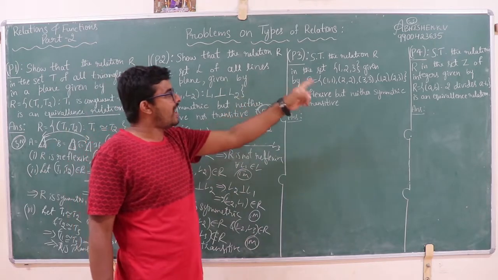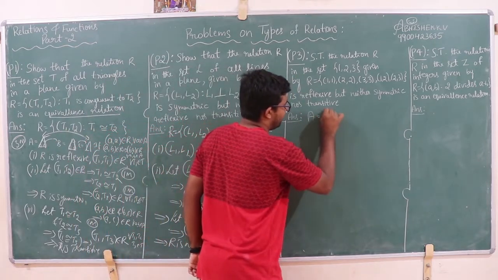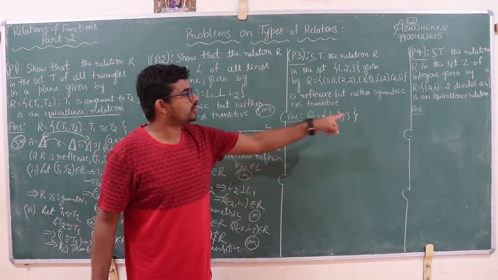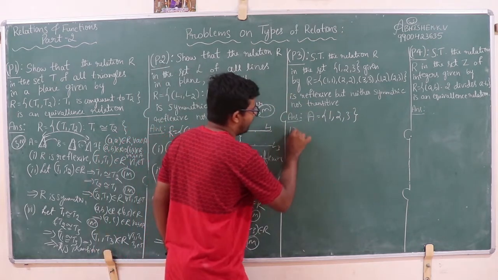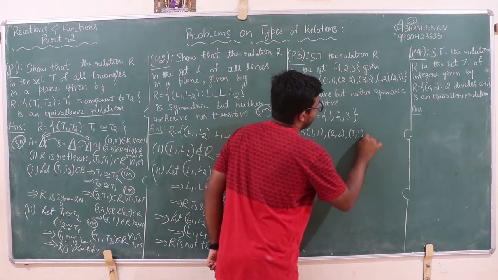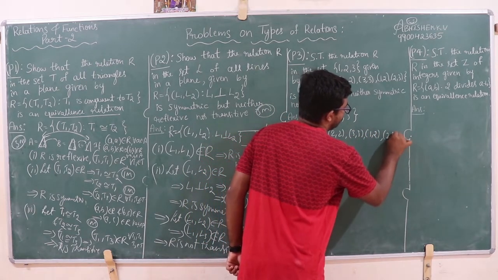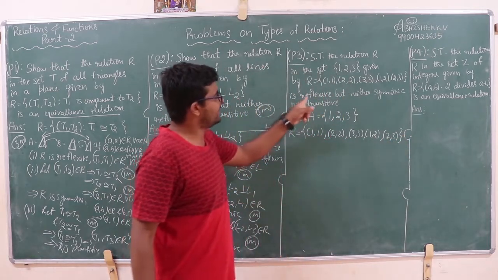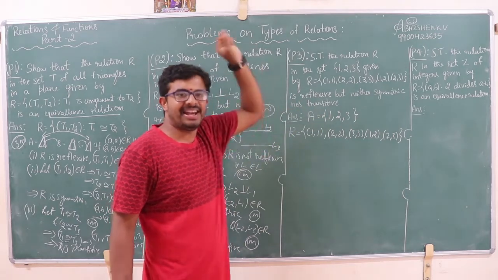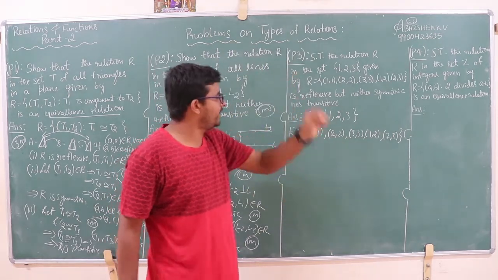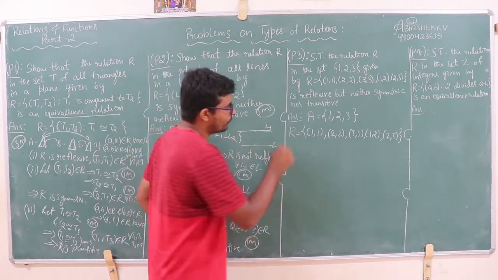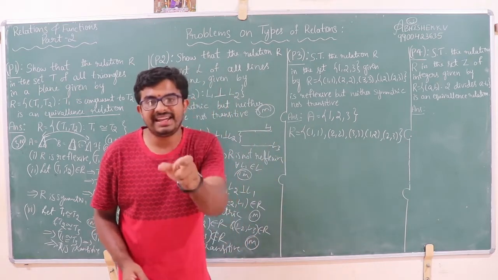Show that the relation R in the set A. What is this set? Let the given set A be equal to the set containing the elements 1, 2, 3. What is the relation R? R is equal to (1, 1), (2, 2), (3, 3), (1, 2) and (2, 3). We need to prove it is reflexive but neither symmetric nor transitive. This means we need to prove the given relation is reflexive but not symmetric and not transitive. I already told you, for reflexivity, (A, A) belongs to the relation R.